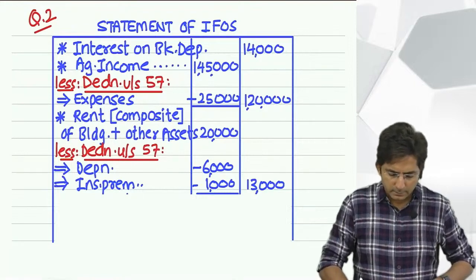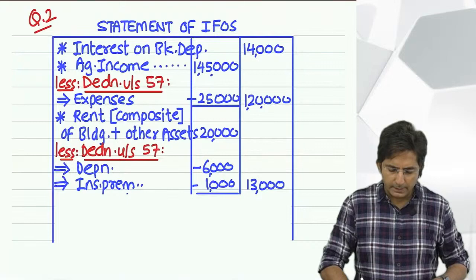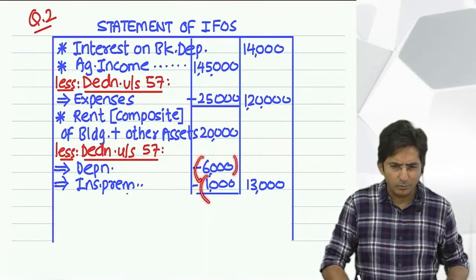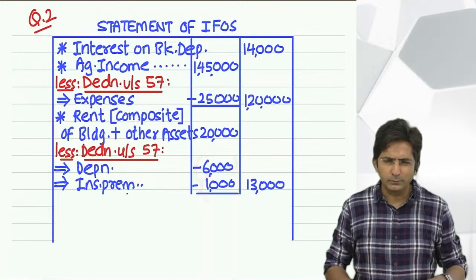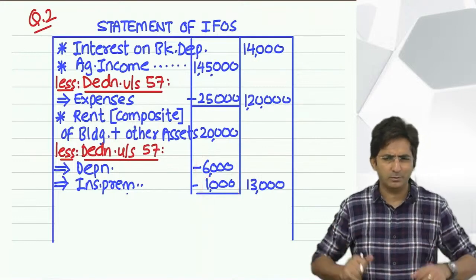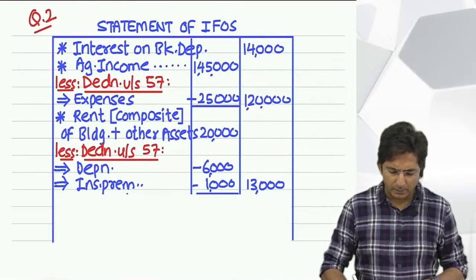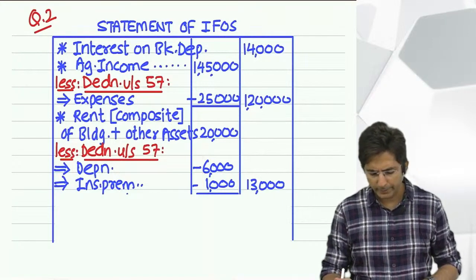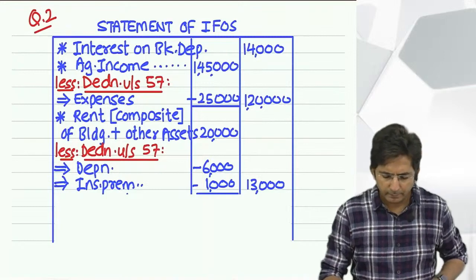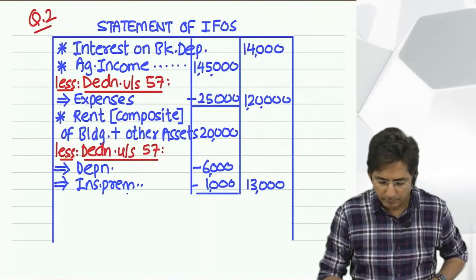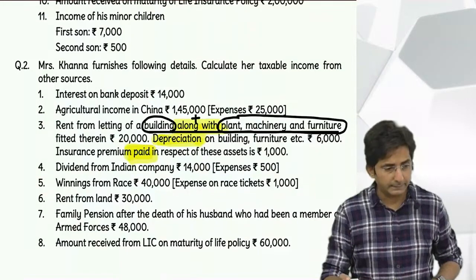Yes. See, some students have a doubt that instead of writing minus sign, can we put bracket? Yes, you can do. See, these are very normal rules which we do in accounts, in tax also. To represent minus amount, you can put it in bracket also. That is also okay. Okay. So, this is our rent. Then, done that thing.